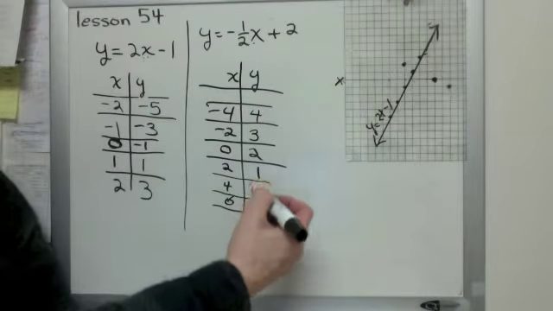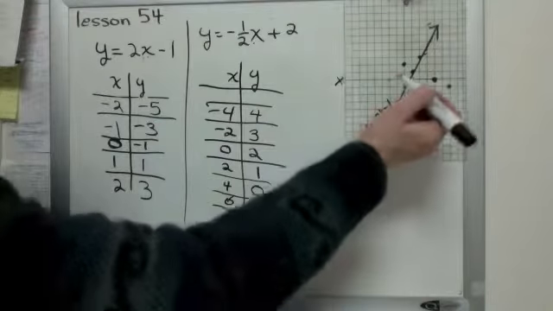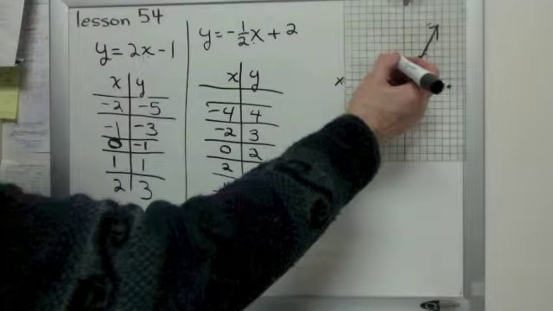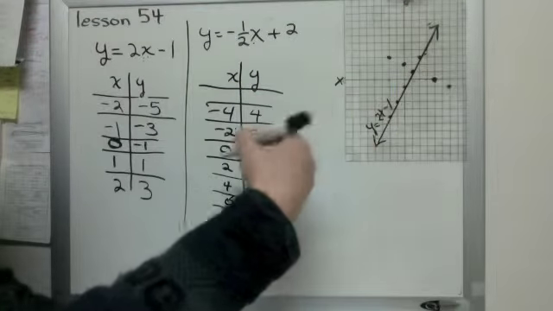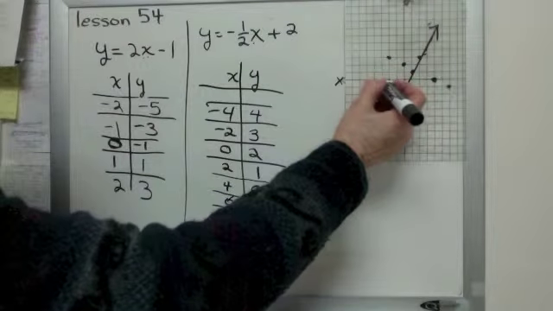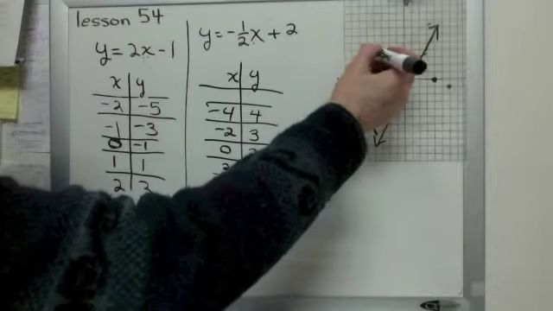Okay. Let's try the next one. Negative 2, 1, 2, up 3. All right. Let's try negative 4. 1, 2, 3, 4, up 4. Right there.